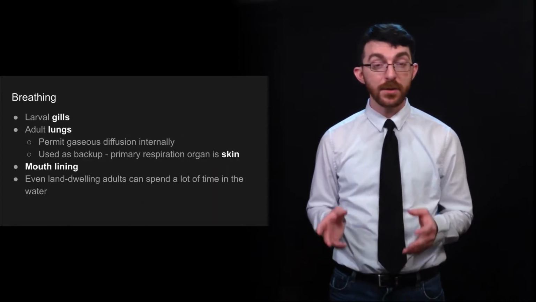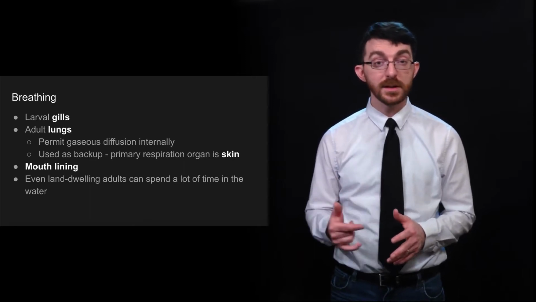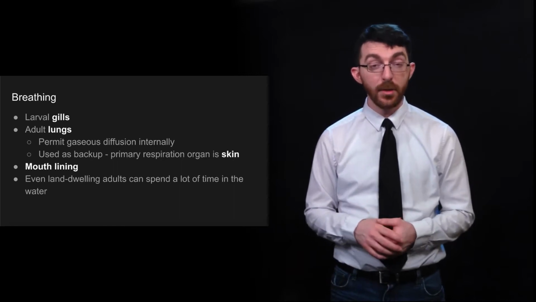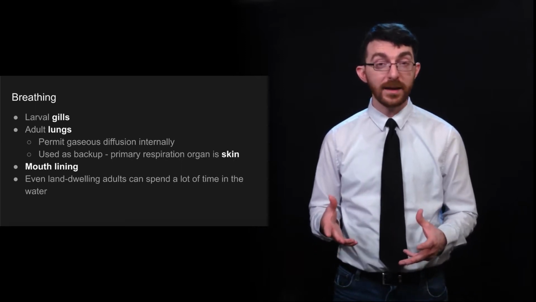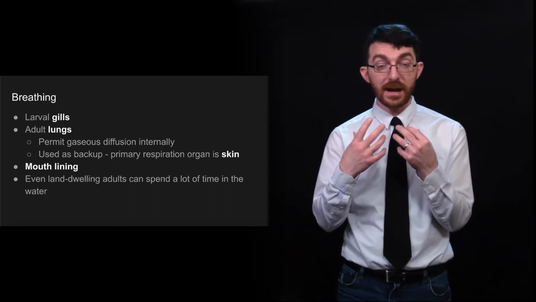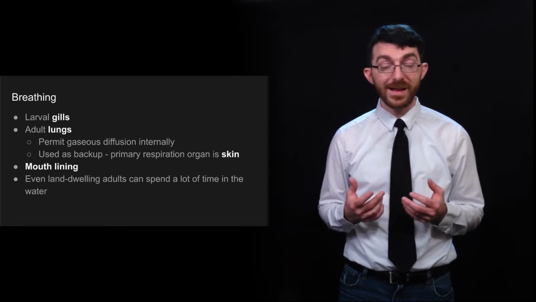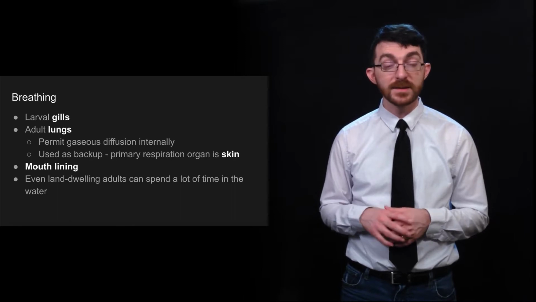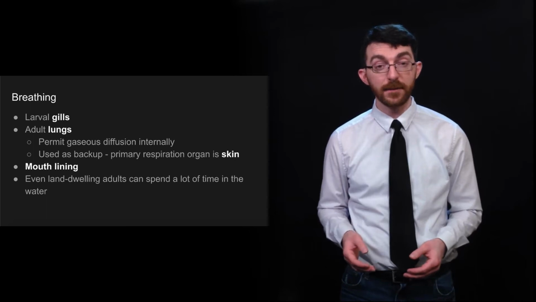And as far as their breathing goes, though they do have gills as larvae, and they do have lungs as adults, their primary means of breathing is through their skin. The lungs and gills are actually just kind of like supplementary. Depending on the species, some frogs also have a mouth lining with a lot of capillaries in the skin that they can use to breathe. Because they absorb oxygen through a variety of means, even the land-dwelling adults are able to spend a lot of time in the water without suffocating.